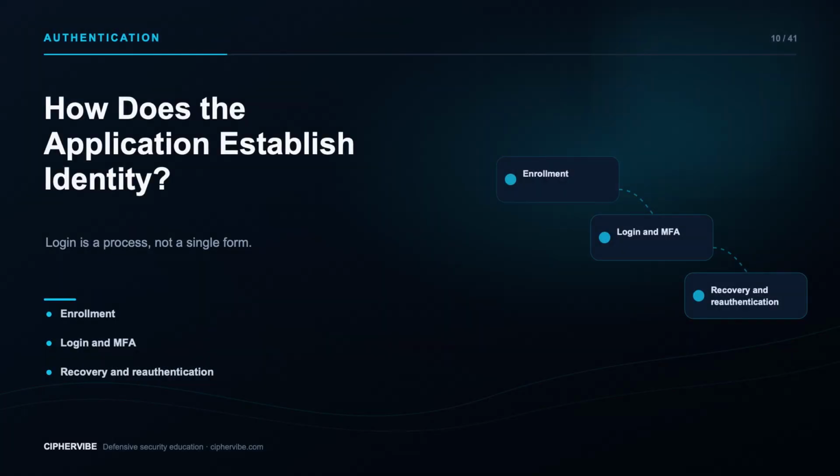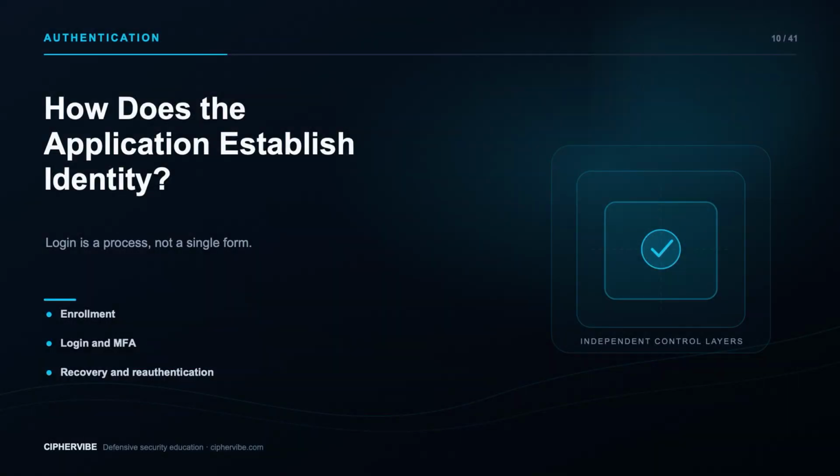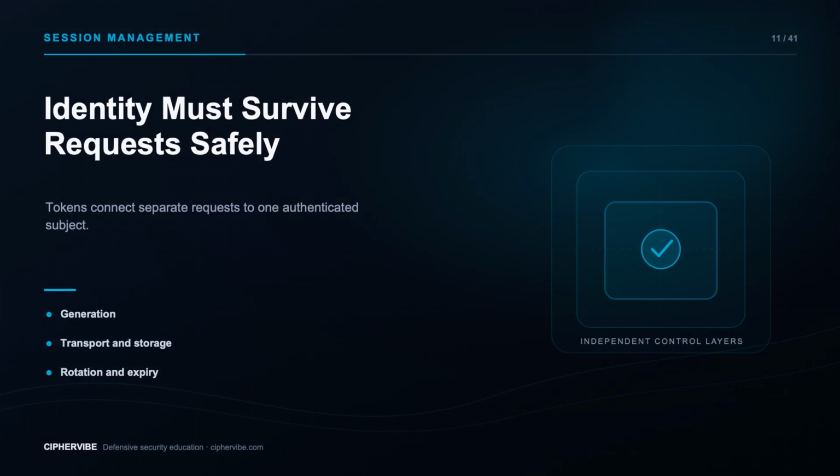Authentication analysis covers how an application establishes identity and where that process can fail. Modern review should include enrollment, login, MFA, passwordless flows, account recovery, federation, device trust, reauthentication, automation resistance, and identity revocation, not merely password strength. Session management asks how authenticated state survives across requests.